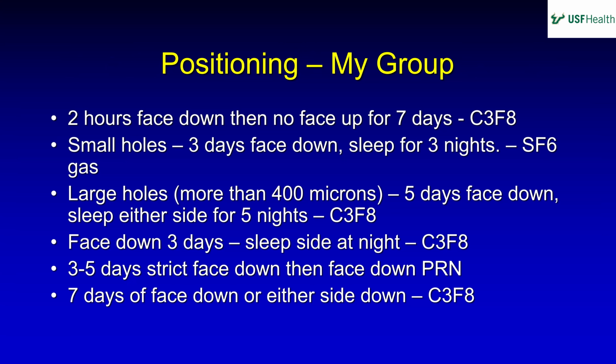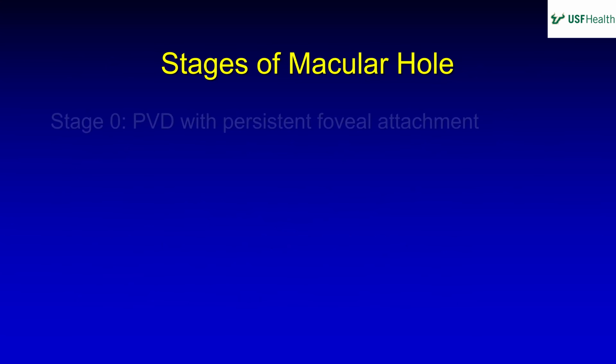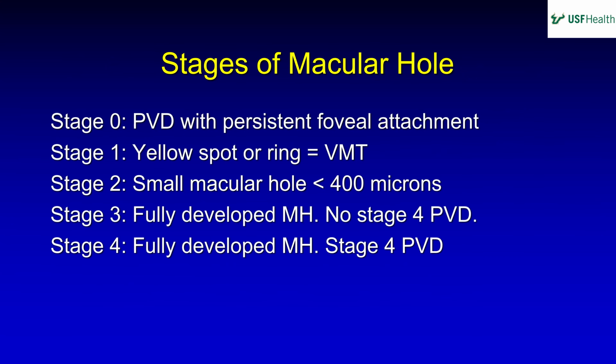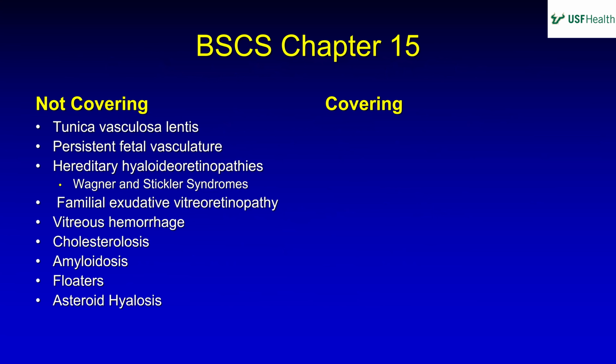The other thing with mine is I almost always try to get them made pseudophakic before. So I try to get someone to take their cataract out before I do the macular hole surgery. Stages of macular hole, there's 0, 1, 2, 3, 4. And that's it. I just don't want to cover all the other stuff. You guys can read about it. Maybe we'll cover it in a couple of years. We try to do half the book every other year.